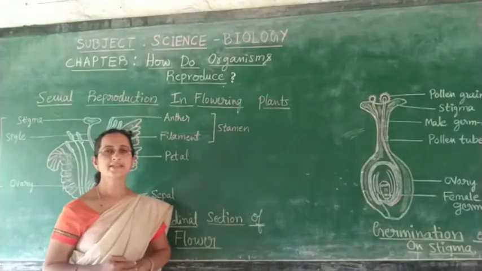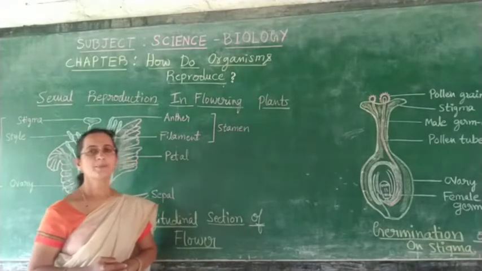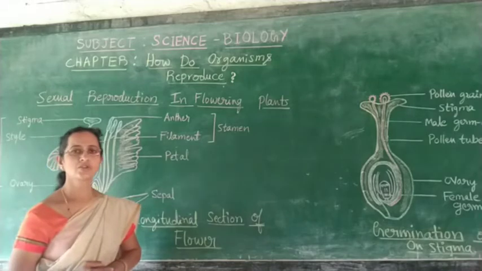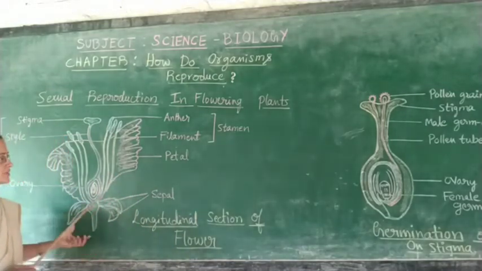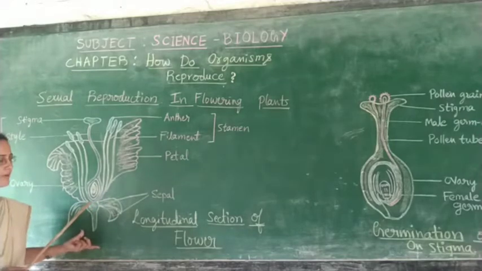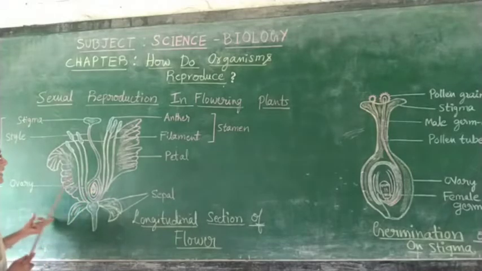After learning various asexual reproduction methods, let us learn sexual reproduction in flowering plants. Flowering plants are also called angiosperms. Here you are seeing the diagram of the flower. It shows a typical flower.